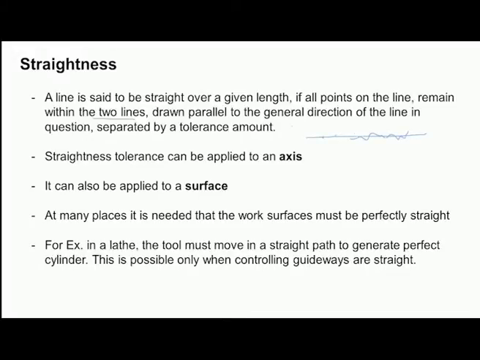Now we have to draw two lines parallel to this general line which are separated by the tolerance amount. Say this tolerance amount is 0.05 millimeter. Now if all the peaks and valleys on that particular line are well within this range, then we say that line is straight.